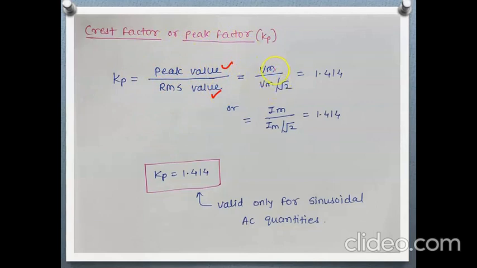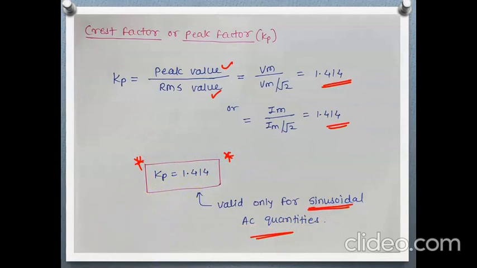So peak voltage is nothing but Vm and the RMS voltage will be Vm upon root 2. We will get this value 1.414. Or if it is a current, then Im divided by Im upon root 2 is nothing but 1.414, and it is constant. This Kp value 1.414 is always constant, and it is valid for only sinusoidal AC quantities. This is only applicable for the sinusoidal wave.